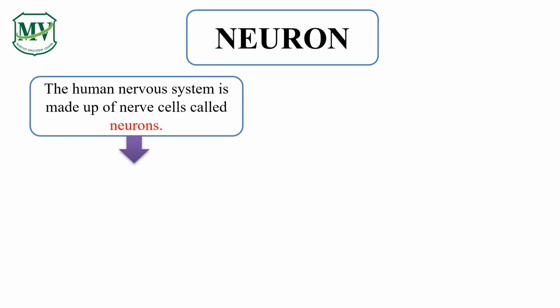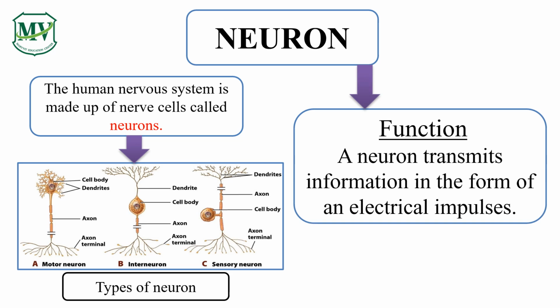Fabulous! Neurons. Neurons are nerve cells that transmit information in the form of an electrical impulse. Here are the three types of neurons. Number one, motor neuron. Number two, interneuron. Number three, sensory neuron.